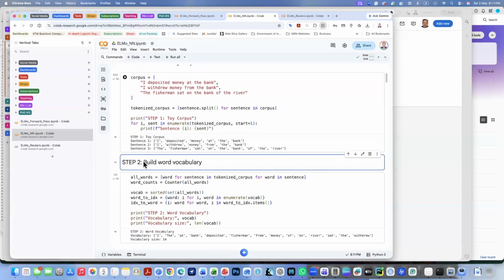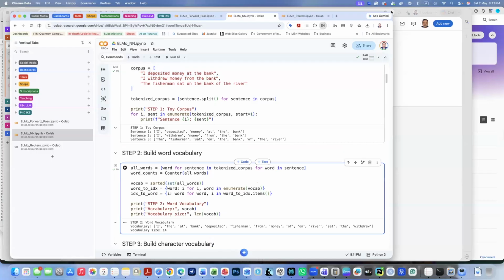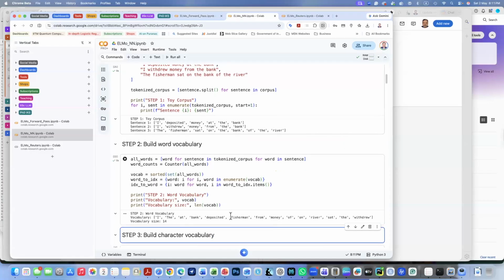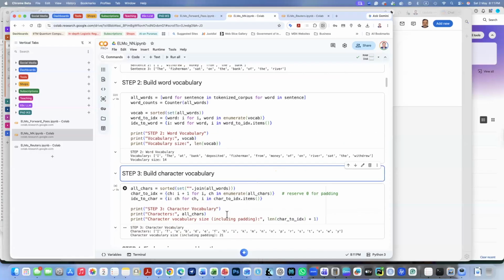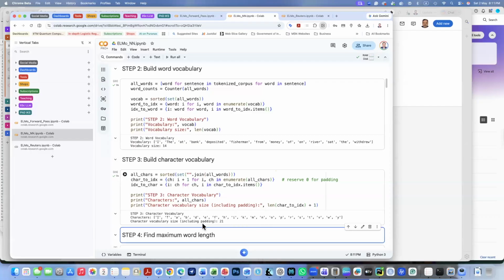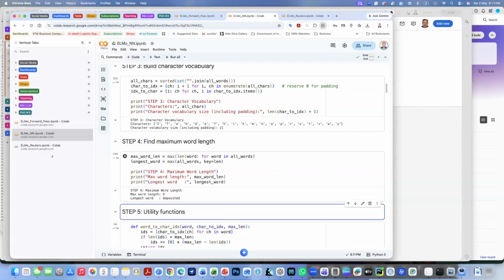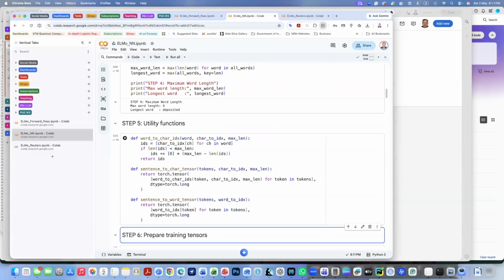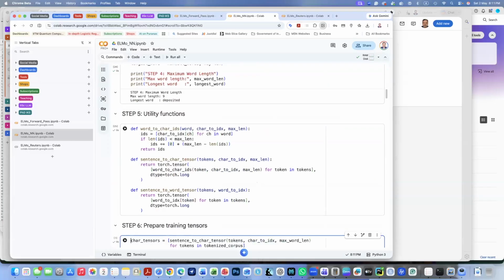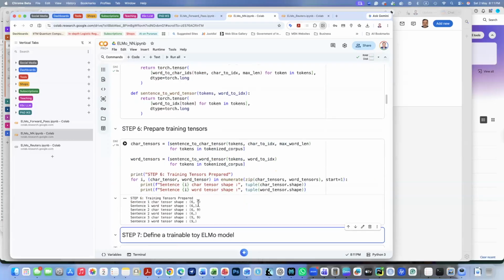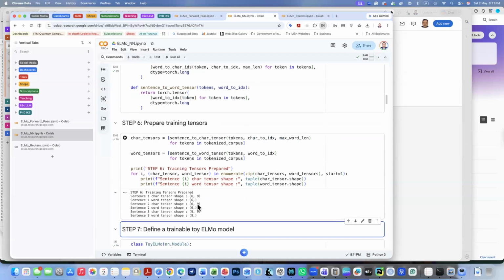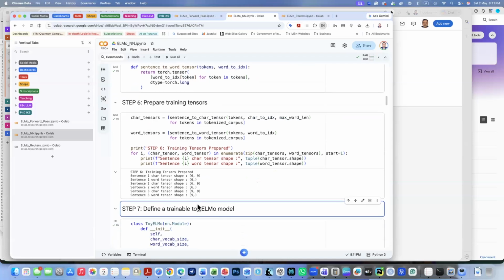Now I build the word vocabulary. So all the words, I have taken unique words. Then I build the character vocabulary, so now I have all the unique characters. I find the max length. Then these are utilities. So I create the tensors. These are all nine-element tensors. I'm not showing them because I've shown you already.